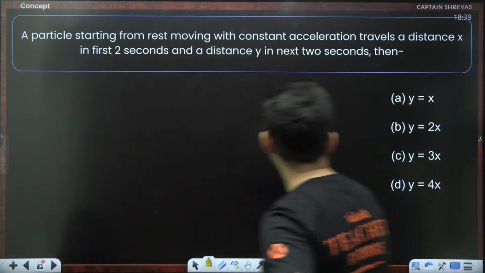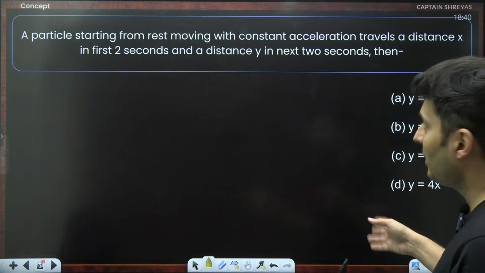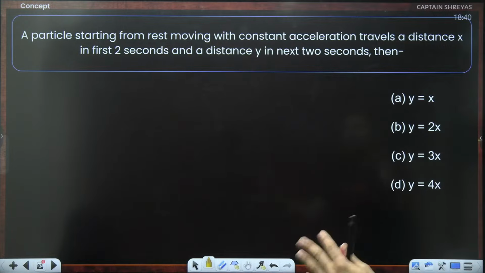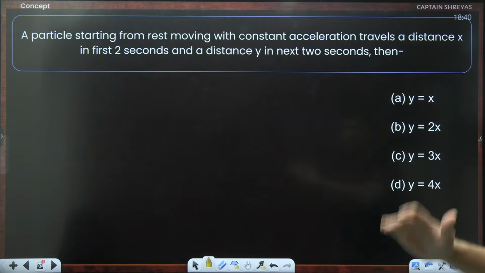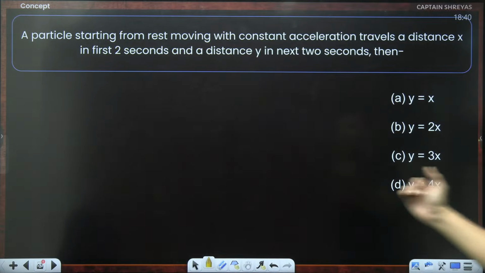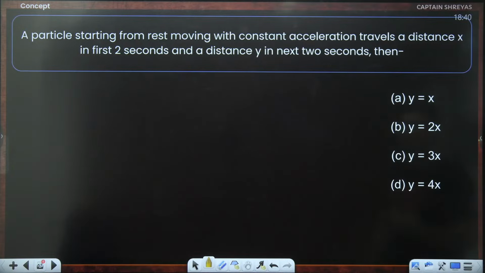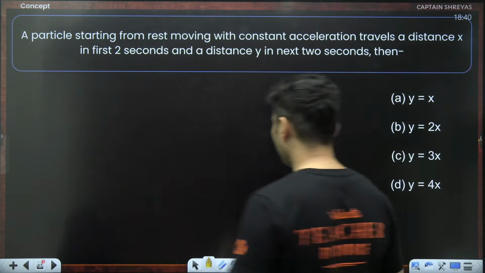Moving on to the next question. This is again based on Galileo's law. A particle starting from rest moving with constant acceleration travels a distance x in the first 2 seconds, and a distance y in the next 2 seconds. Then how are these two related?